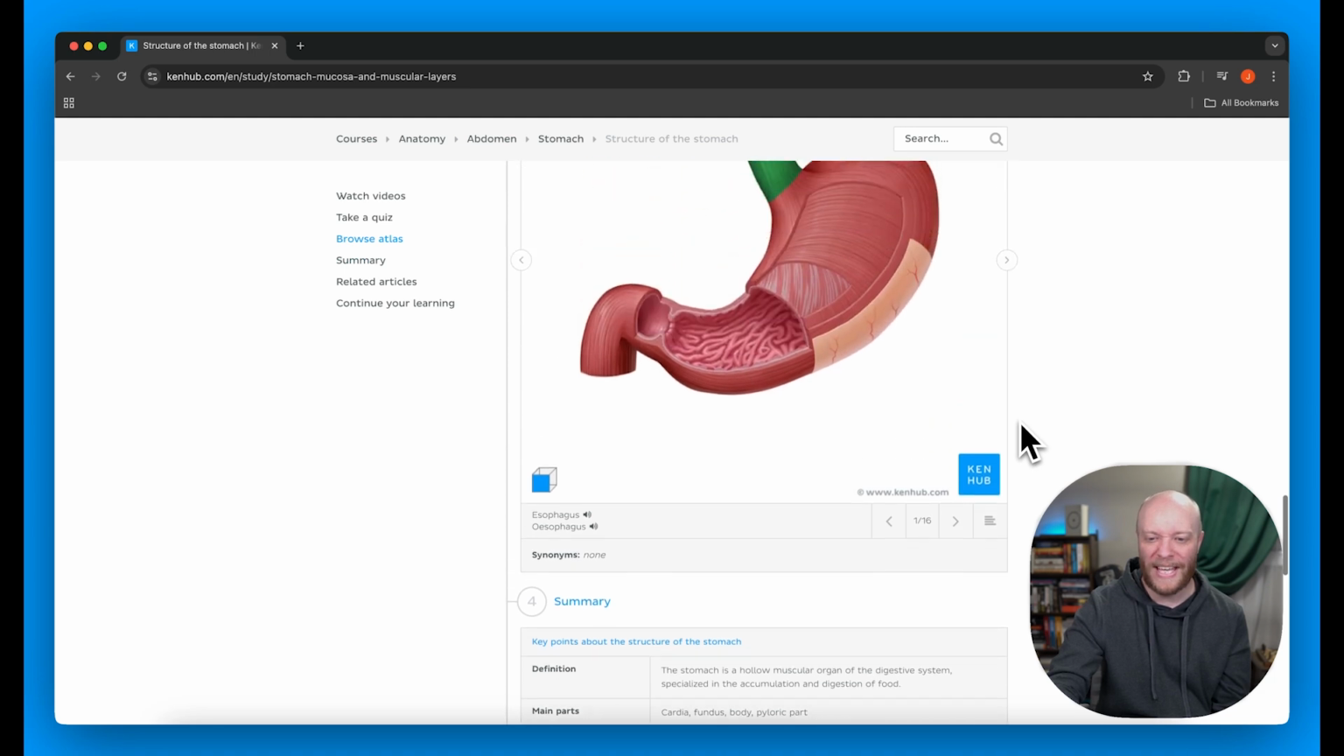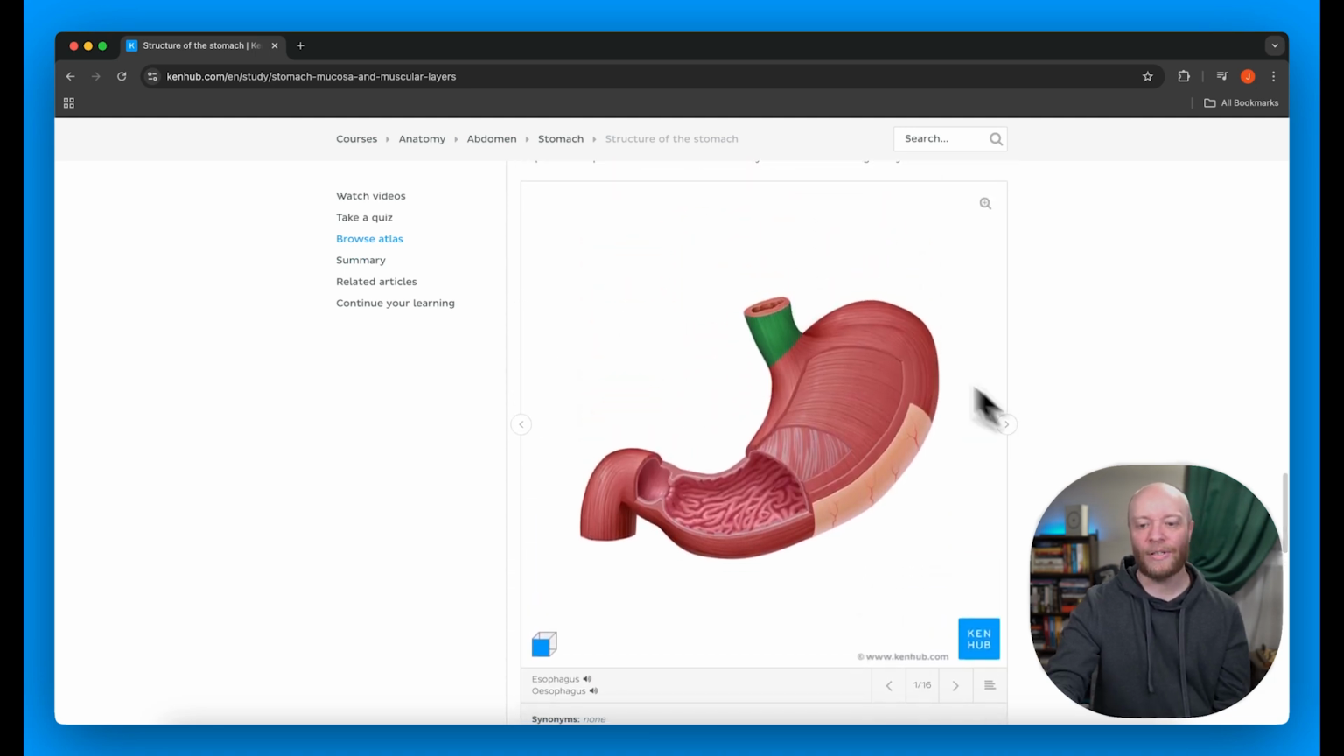But we're going to scan back up and take a look at the atlas image here. Now this is actually a series of images. So I can hit next here with these arrows, and we're going to cycle through a series of images and then we're going to teach you about the stomach with them. But first and foremost, I want to orient you so you know what you're looking at.